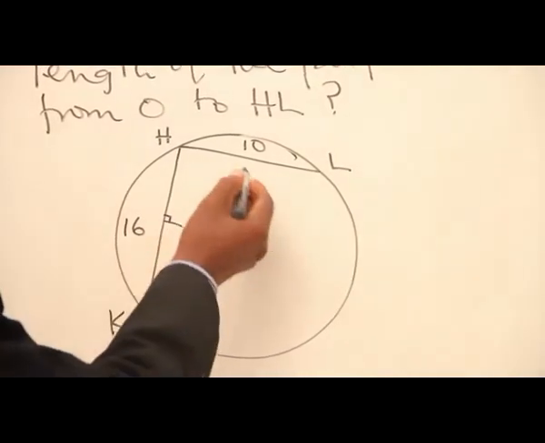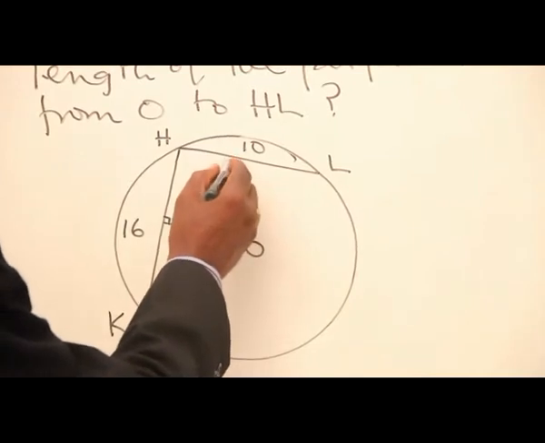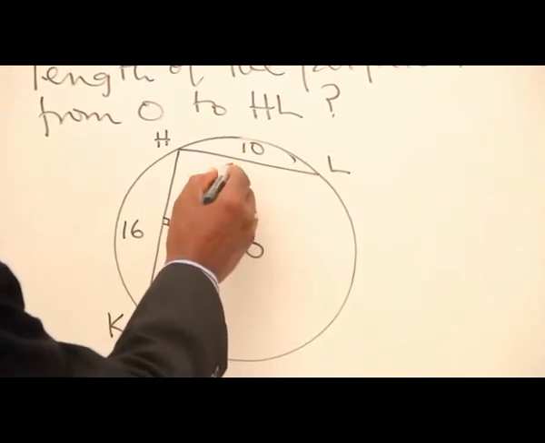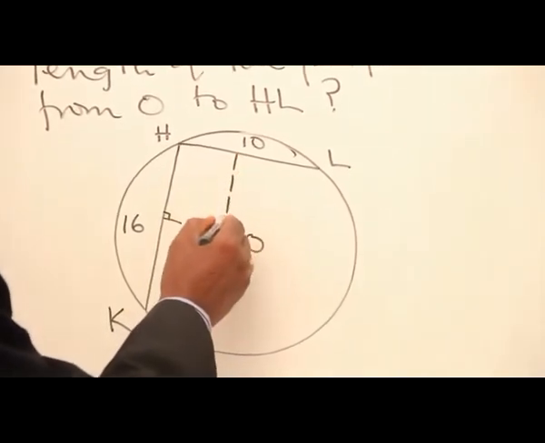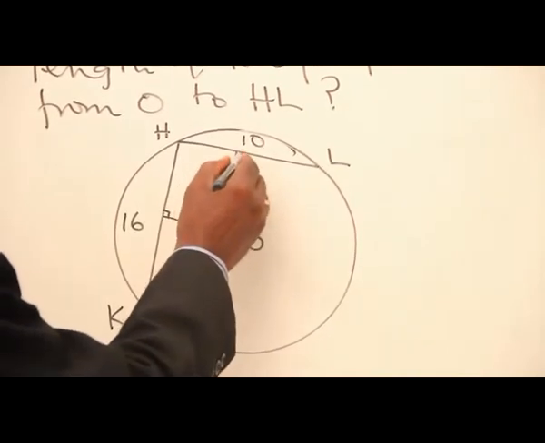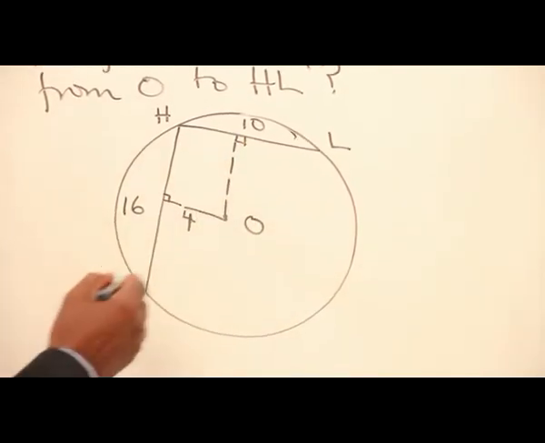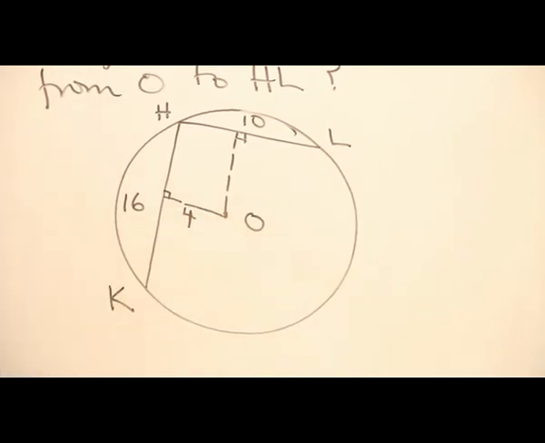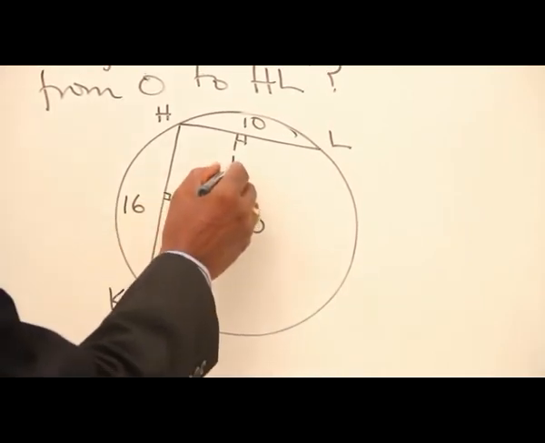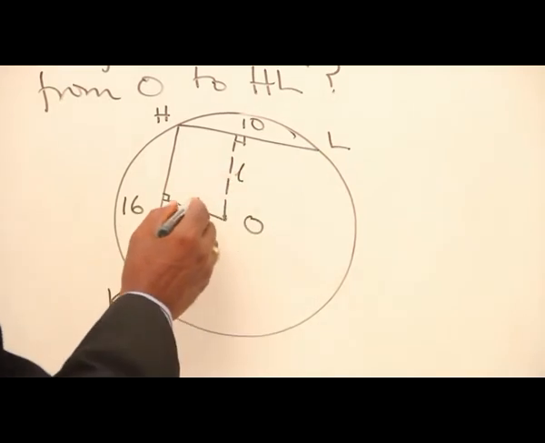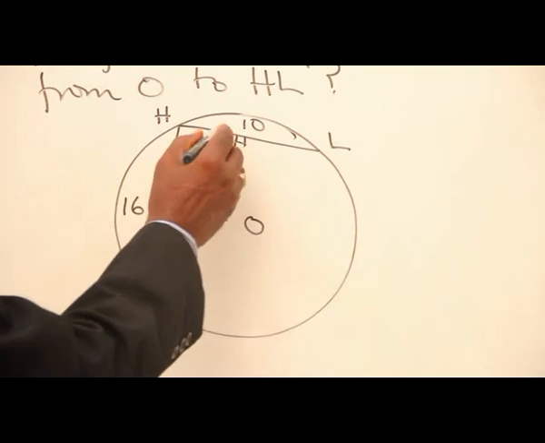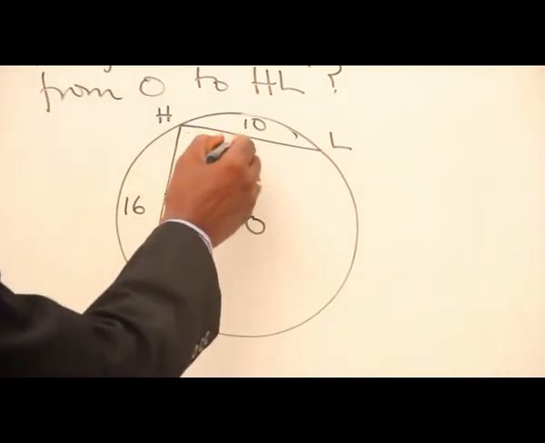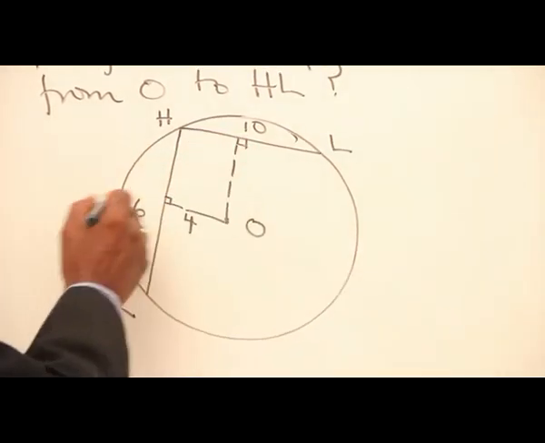And we have to find the perpendicular from O to HL. We have to find this length from here to here, the length of the perpendicular from O, this is the center. Now let's just leave the point here as it is.